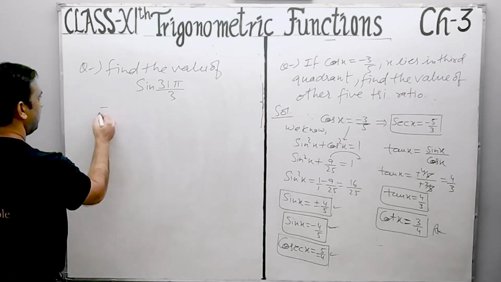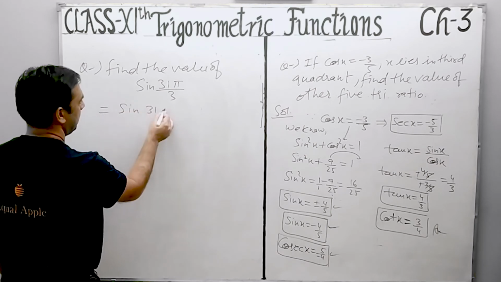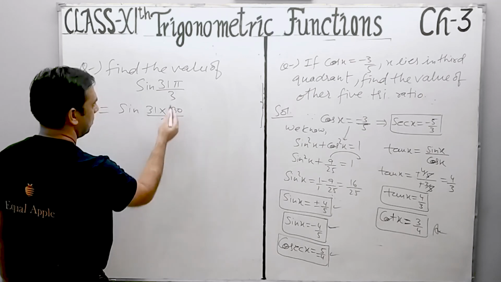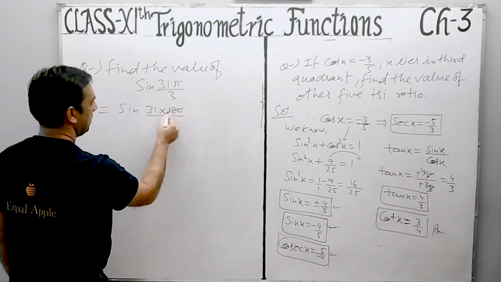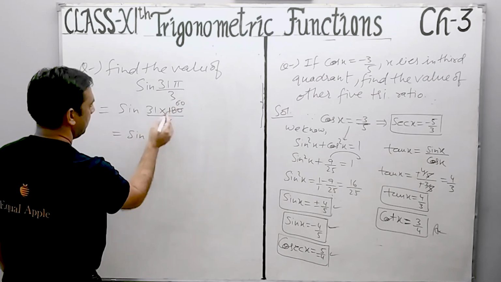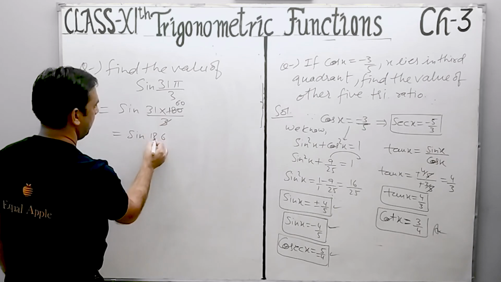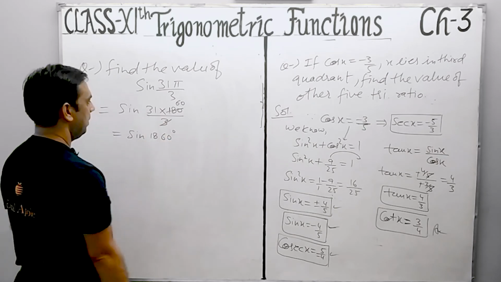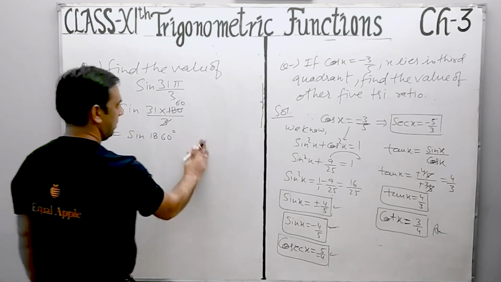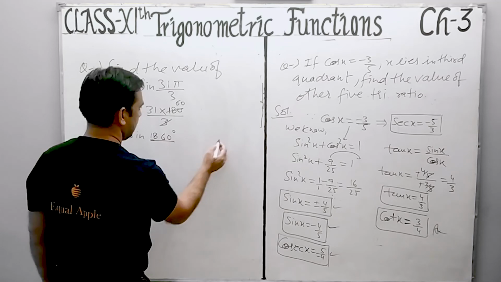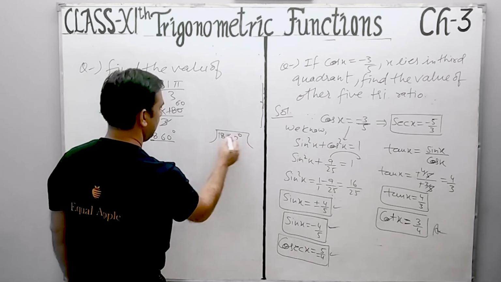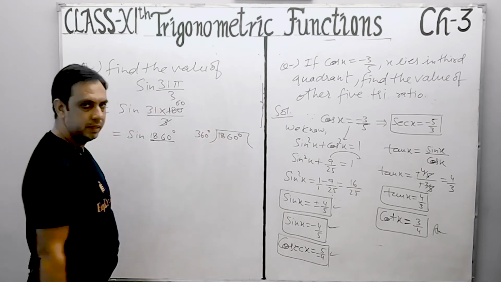So before solving it, we will convert this radian into degrees. It will be easy to solve. So we can write pi as 180. So 31 into 60, that is 1860 degrees. To find the value of this, we will divide this degree by 360, because we know that one complete rotation is 360 degrees.